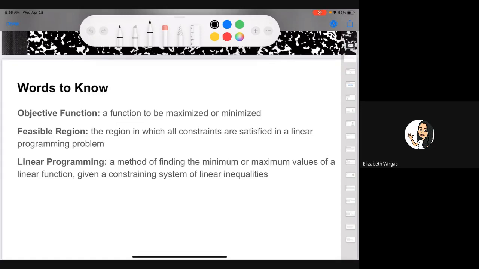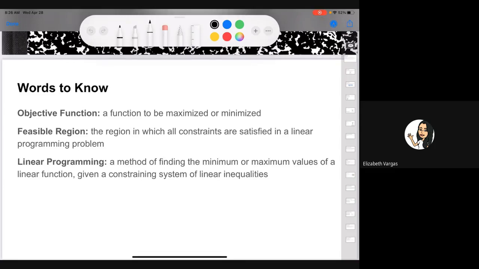Okay, words to know. Objective function. An objective function is a function to be maximized or minimized. A feasible region is a region in which all constraints are satisfied in a linear programming problem. And then linear programming is a method of finding the minimum or maximum values of a linear function given a constraining system of linear inequalities.